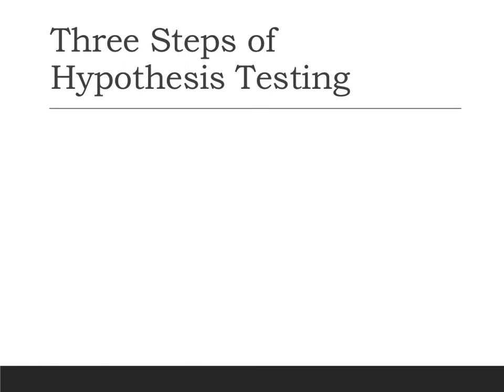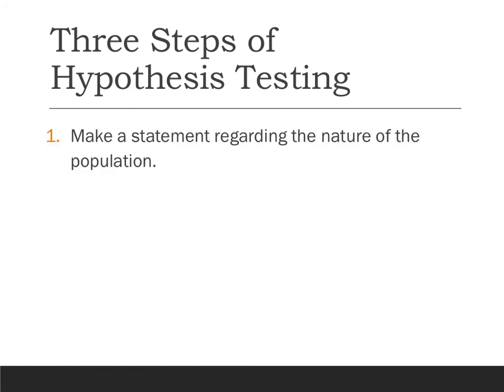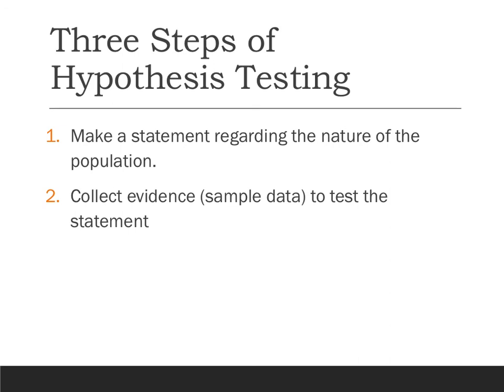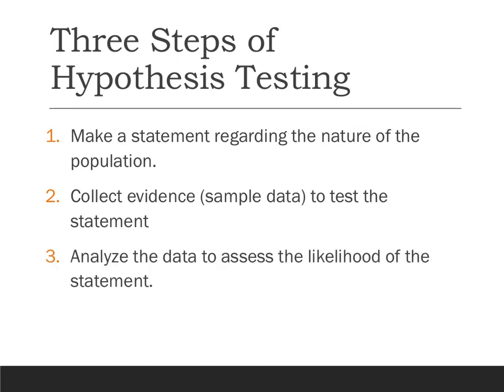Okay, our textbook identifies 3 steps in hypothesis testing. And our first step is to make a statement regarding the nature of the population. This is going to be our claim. What are we claiming to be true? Our next step is to collect evidence. This is going to be our sample data to test the statement. So we need to find evidence that would help us to make sure we know whether or not we have something significant. And then our last step is to analyze the data and assess the likelihood of that statement. And we'll see what these things mean as we go through an example. But here are 3 steps for hypothesis testing.